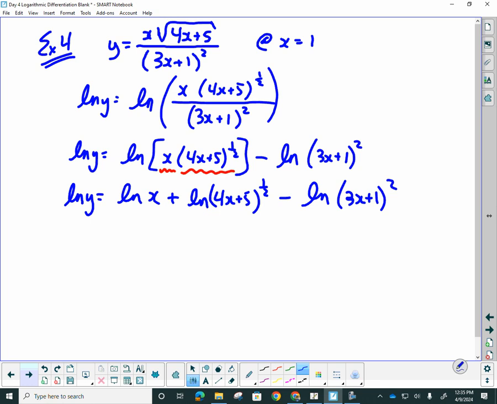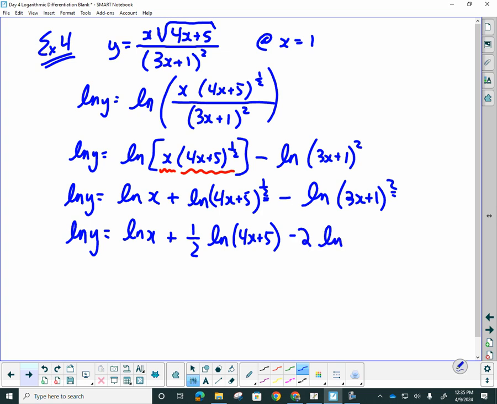But I can go even further and use the law of logarithms for exponents. So this is ln x plus, since this is ln of something to a power of 1/2, that 1/2 can come out front, just like we had done in the other questions. So that makes it even easier. Similarly, this is ln of something to the power of 2. So that 2 can come out front, and I get that.